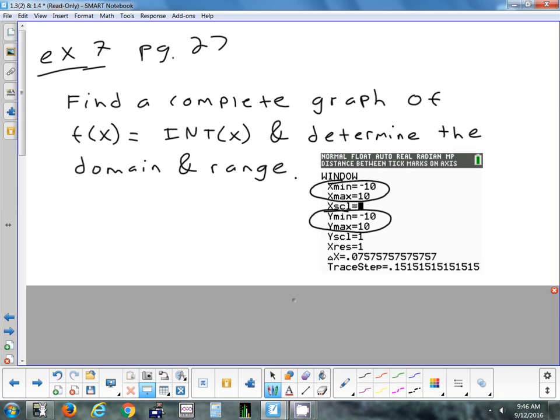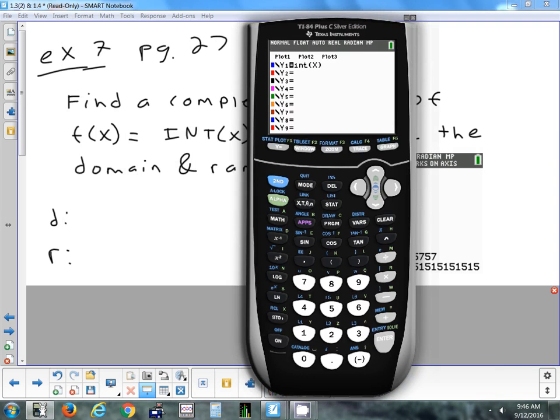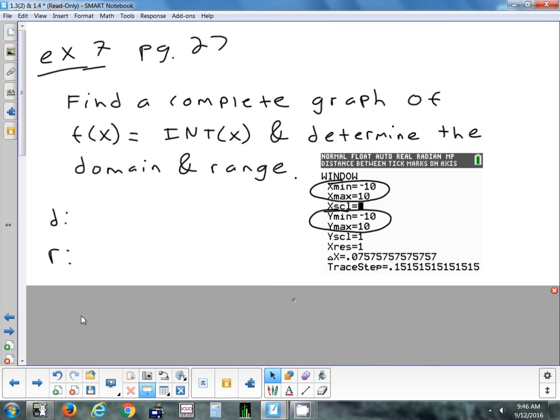Next thing they want to know is the domain and range. Domain are the numbers you are allowed to plug into the greatest integer function. What numbers can you take the greatest integer function of? Yeah, any number. You can find the greatest integer of any number: positives, negatives, fractions, decimals, 0. So the domain is all real numbers.